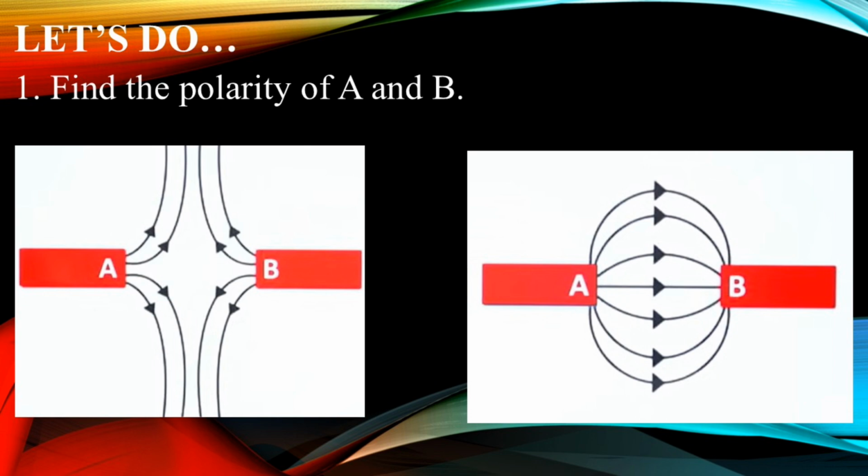Now, it's time for a quick observation exercise. Find the polarity of A and B. Look at the two figures on the screen labeled A and B. Now I will tell you some steps and you try to do it yourself. First, find the arrows on the field lines. Then the second step is to identify which end of the magnet the arrows are coming out of and which end they are pointing towards. Remember these points and you will get the answer. Try to do it yourself. Hope you all understand it.